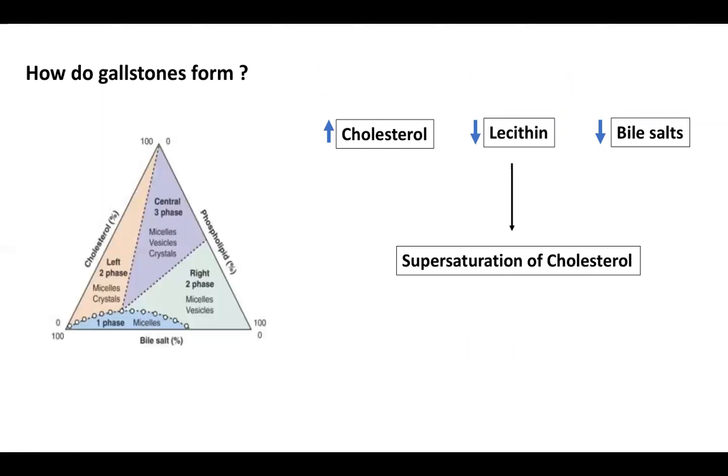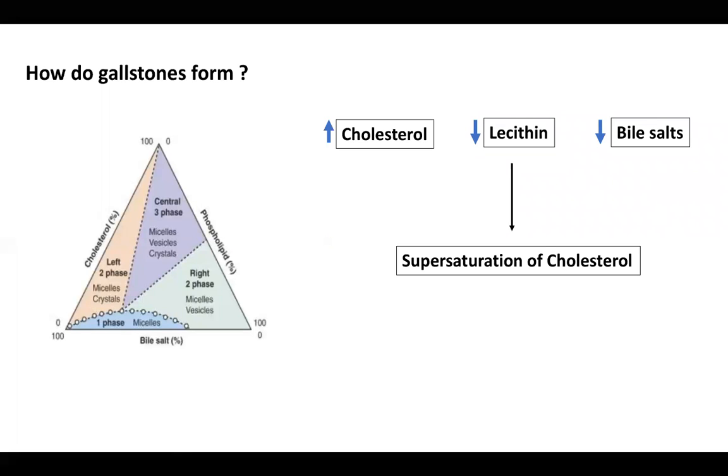And if I can show this one slide, sir. So this is the cholesterol that is there. This is the phospholipids that is there. And this is the bile salts. So your lecithin and all are the phospholipids that are there. So these are all actively secreted by the liver into the biliary canaliculi and thereon to the bile ducts.